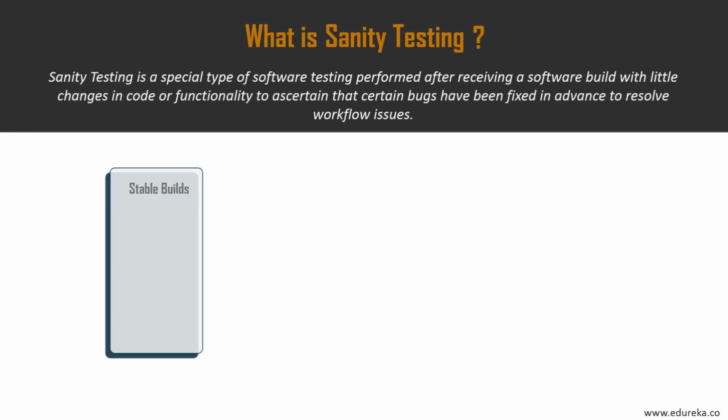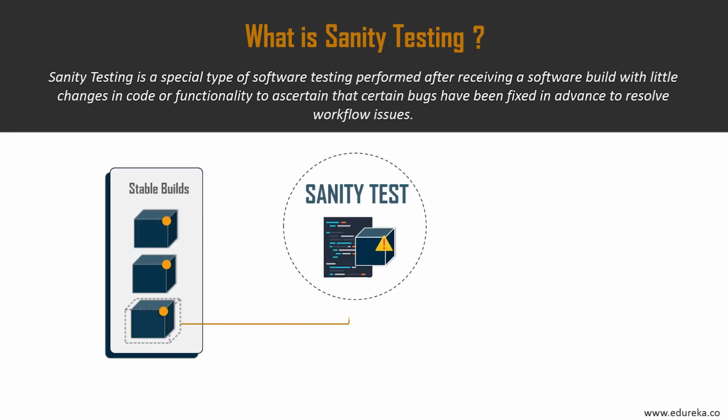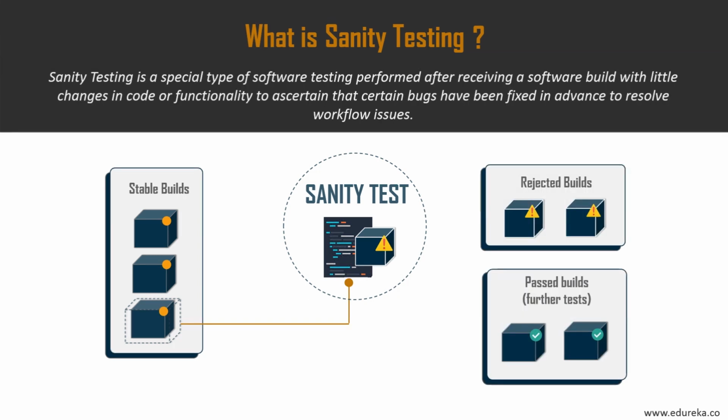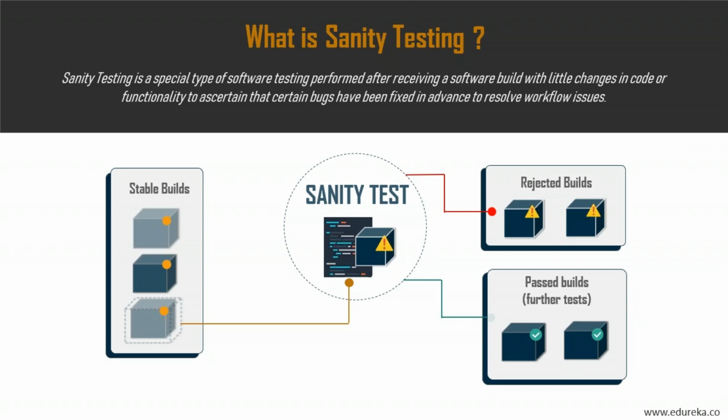Here's a diagram to depict sanity testing. So unlike smoke testing, in sanity testing the stable builds are checked for the functionalities, not the initial builds. So you need to note that here. As you can see, it's stable builds. It can be multiple builds as well. Now, if one of them is sent for sanity testing, testing is performed. And here you have two cases. If the build fails, then it's rejected. But if it passes sanity testing, then it's passed on for further testing. And that's how simple it is.